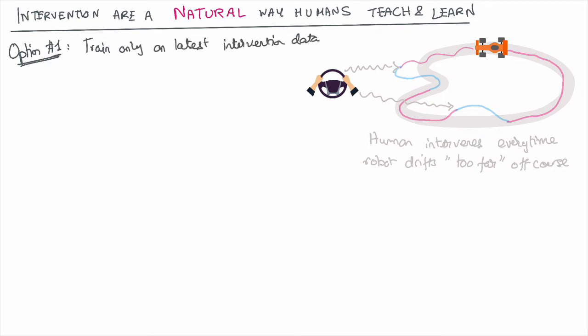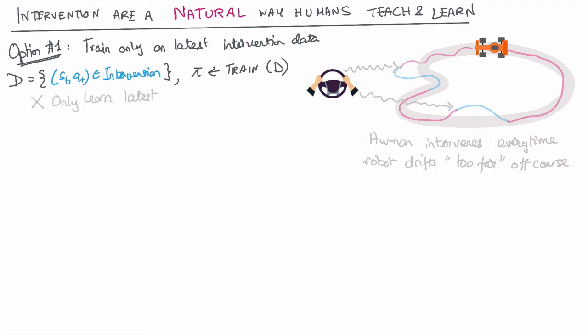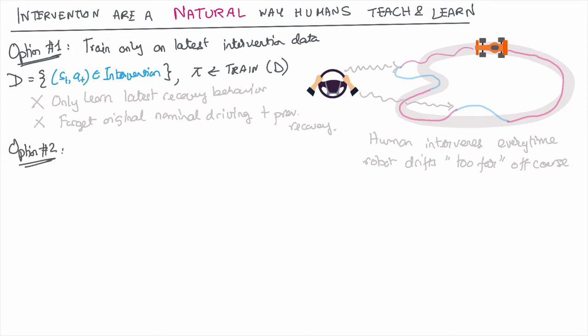Recall that data here is a sequence of state action pairs. Here states are the intervention states, actions are demonstrated recovery actions, and you train a policy on this data. Now, it's fairly obvious what will go wrong. First, you're training the policy only on the latest recovery behavior, so it forgets the original nominal driving as well as prior recovery. So this turns out to be a terrible idea. A slightly better option is to aggregate intervention with the original demonstrations.